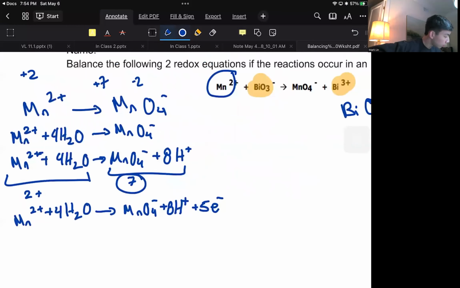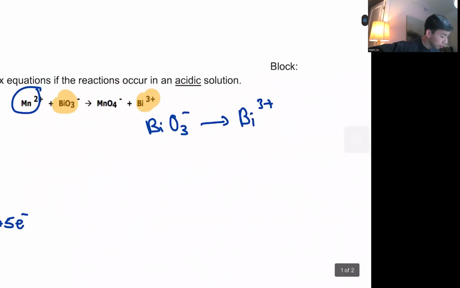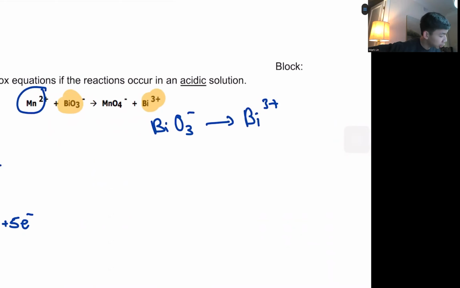Now all we have to do is the same thing, but to the Bi, whatever Bi stands for. In this case, we see that there's 3 hydrogens on one side.